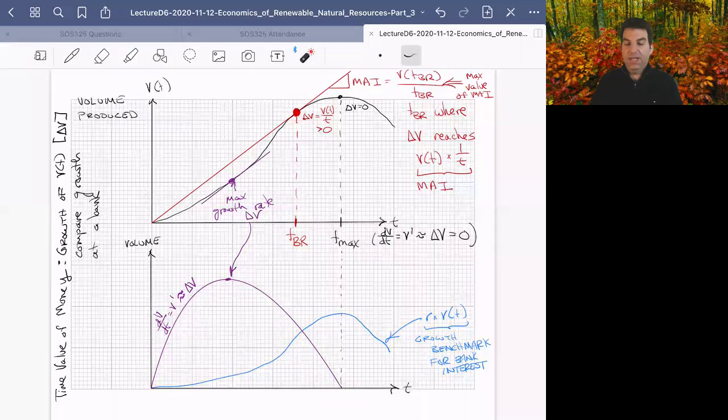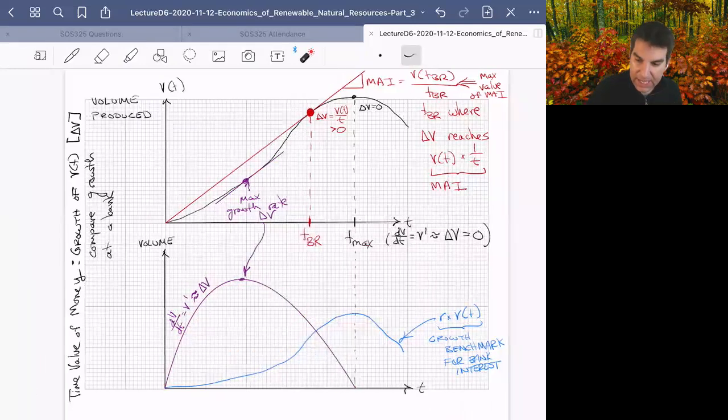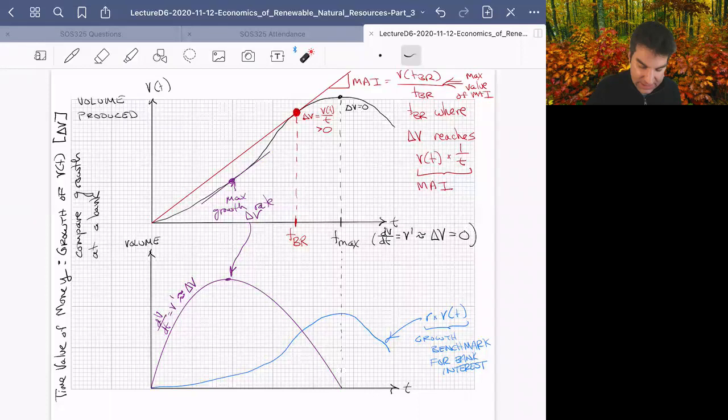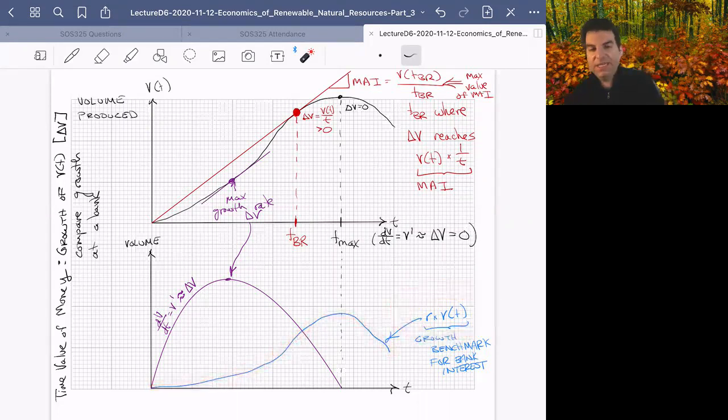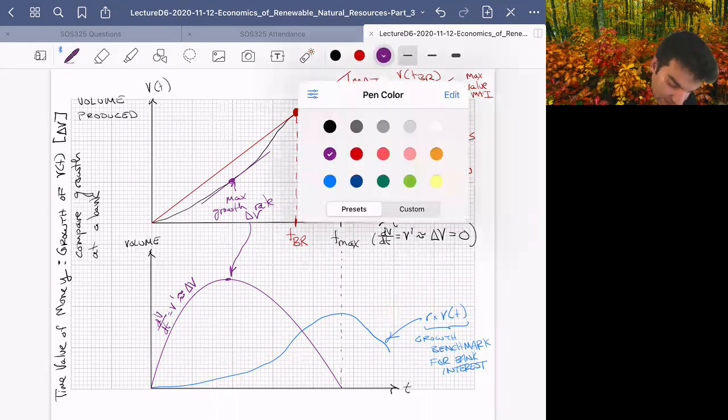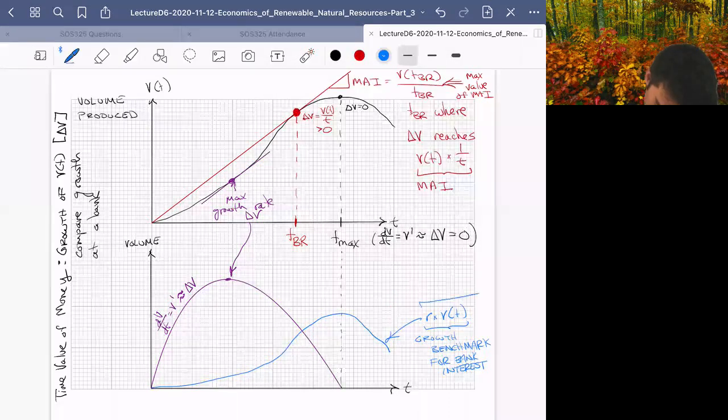And so from this plot, where I've got my delta V on this axis and R times V of t over here, this R times V of t is my benchmark. If I were to sell all of my trees and put them in the bank, this is how much interest would be generated year after year. So you could think of this as yearly interest from the bank.